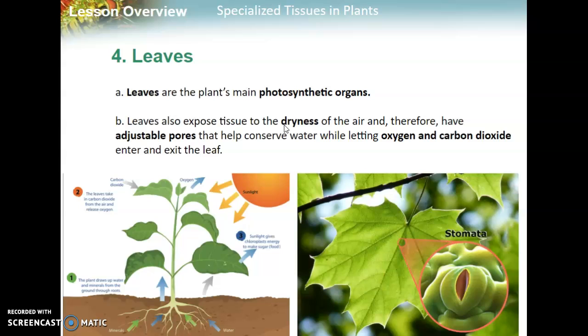So you can see here that the water and nutrients are going up the plant, up the stem, carbon dioxide is coming in the leaf, and oxygen is going out the leaf. And the sunlight is coming in through the leaves and the stem. And this is all done through the stomata, the entering and exiting of carbon dioxide and oxygen, which we will talk about later on in the unit.